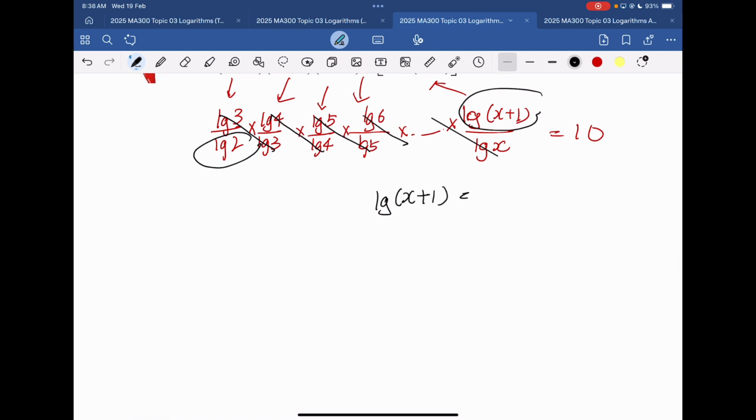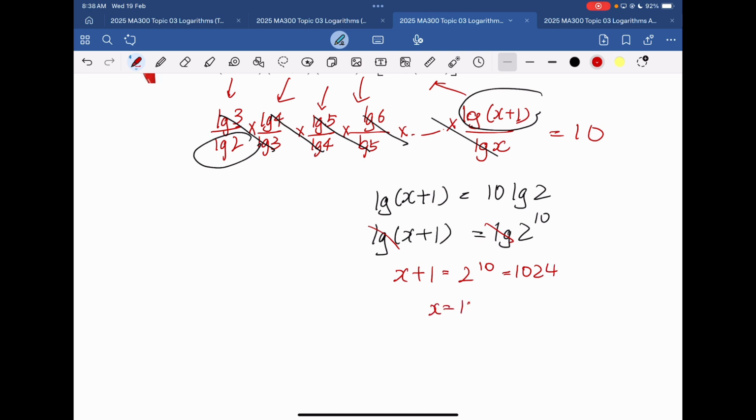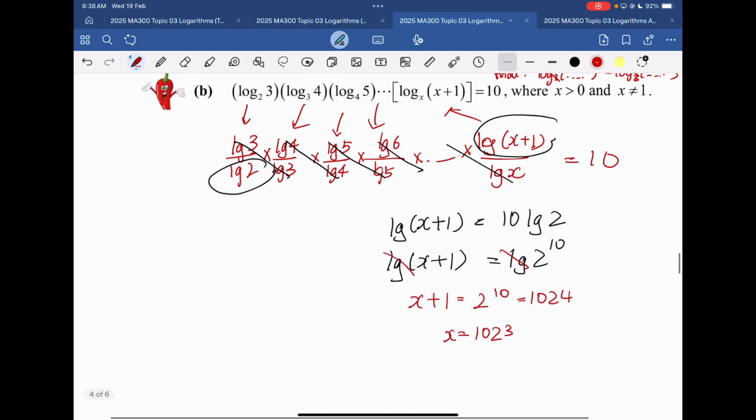Then lg(x+1) equals 10 lg 2. Remember, same base and you pack. How do I pack? Make sure both sides is a single log with coefficient 1. So Joshua, I want a single log and coefficient 1. What do I do to the 10? Very good. What do I do to the log? Cancel. x plus 1 equals 2 power 10. 2 power 10 is 1024. x equals 1023. Easy, right?